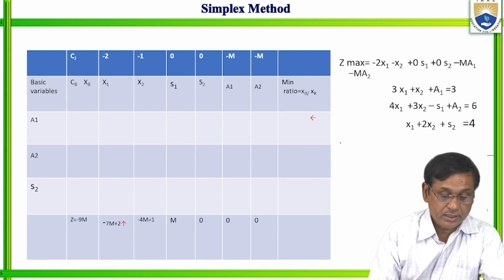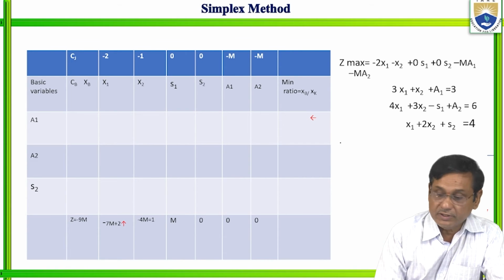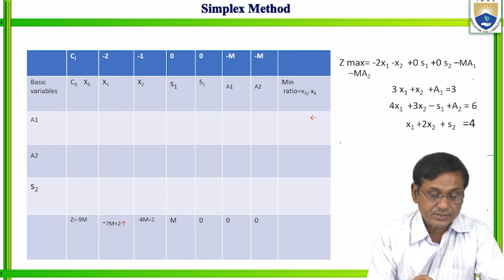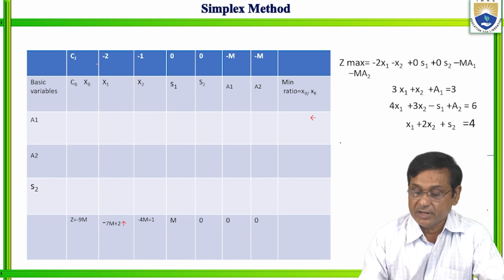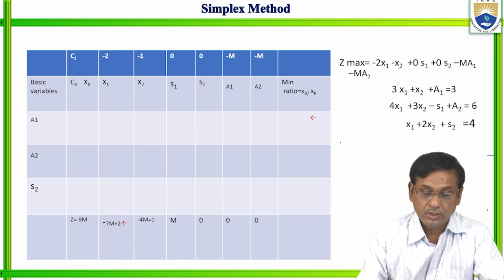Now, you see here, A1, this is the objective function. First write the Cj values. Cj values are the coefficients of variables in the objective function: -2, -1, 0, 0, -M, -M. So the same thing is written here.